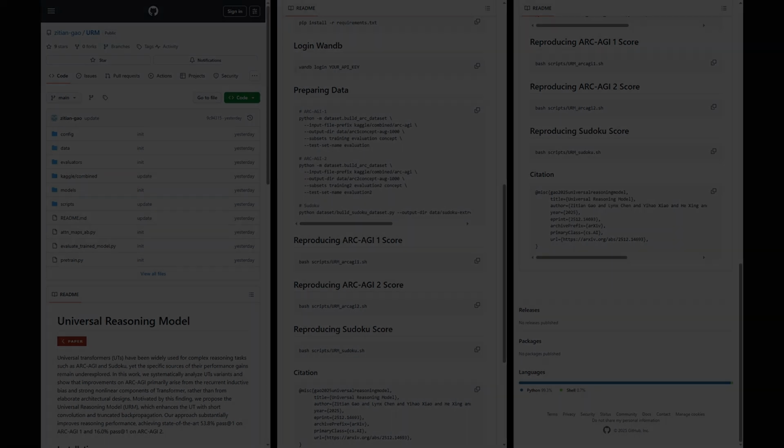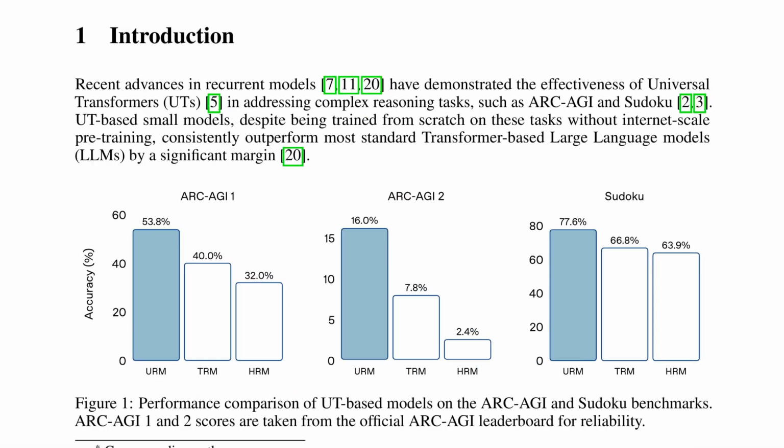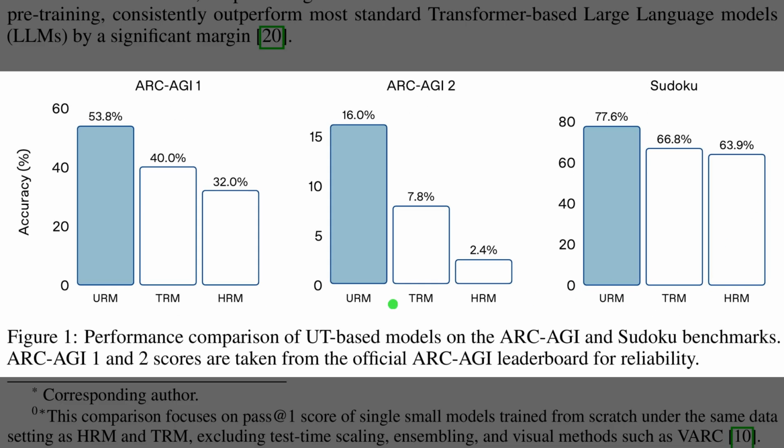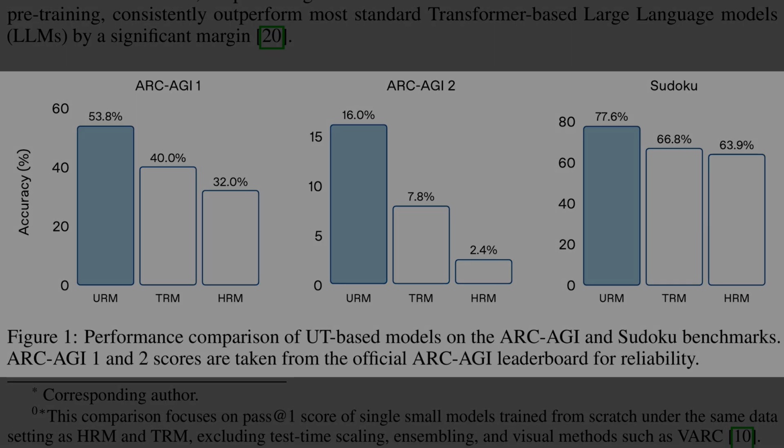reported scores. Figure 1 makes the headline point that the Universal Reasoning Model beats other small universal transformer-style baselines across multiple reasoning benchmarks. Pass at 1 means the model only gets one try per problem, so the score reflects first-shot correctness. In the left panel for ARC-AGI 1, the Universal Reasoning Model reaches 53.8%. The middle panel for ARC-AGI 2 shows 16.0%, and the right panel shows 77.6% on Sudoku.